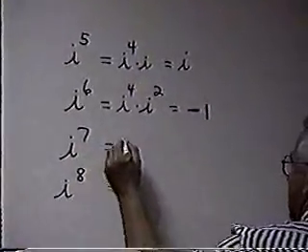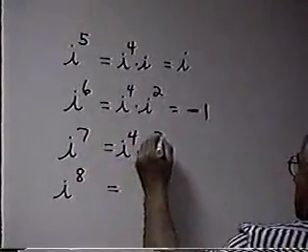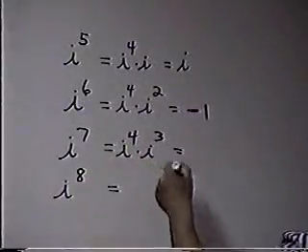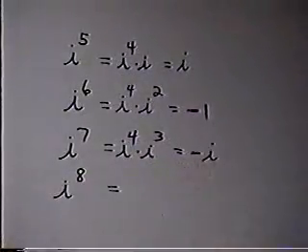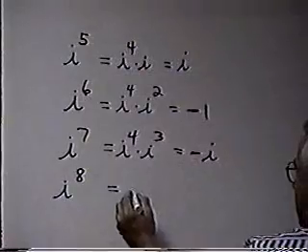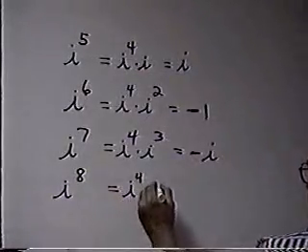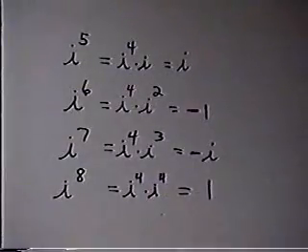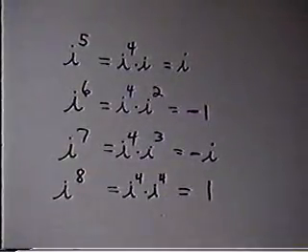i to the seventh is i to the fourth times i cubed. What's i to the fourth? Plus 1. What's i cubed? Well, that's by memory, minus i. And i to the eighth is i to the fourth times i to the fourth, which is 1 times 1, which is 1.